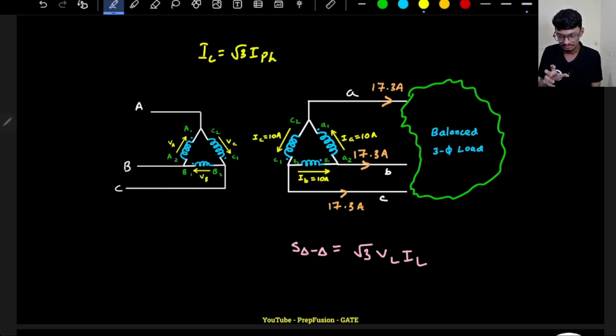Okay, so that is what my line current is. It is root 3 times my phase current. So here if the phase current is 10 amperes, the line current will be 17.3 amperes. Now what happens in an open delta connection?